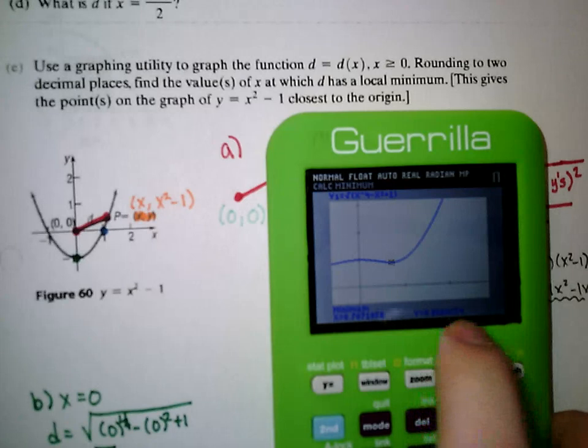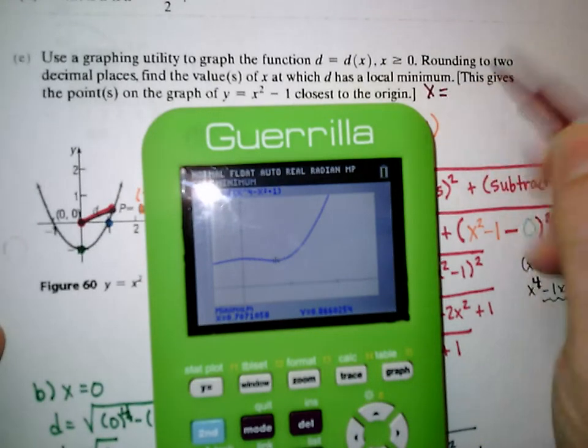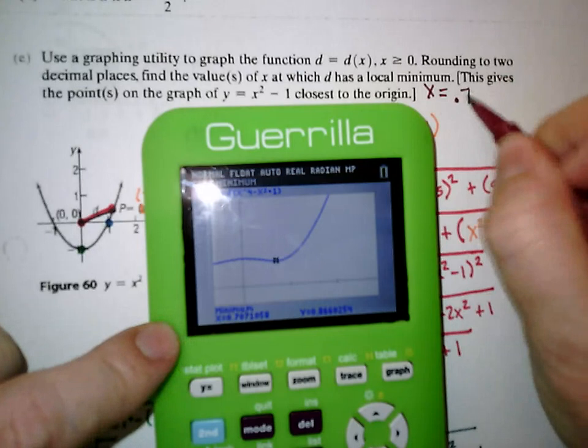So what they're asking us to find is the value of x at which d has a local minimum. So the x value there would be, they want 2 decimal places, x equals 0.71.